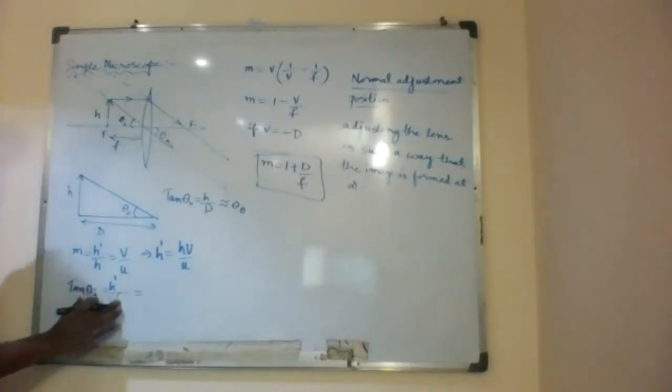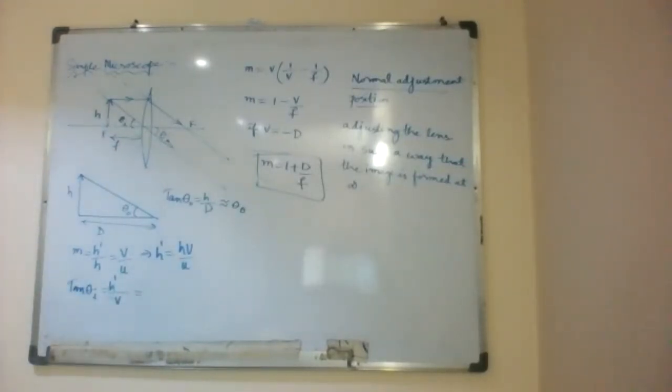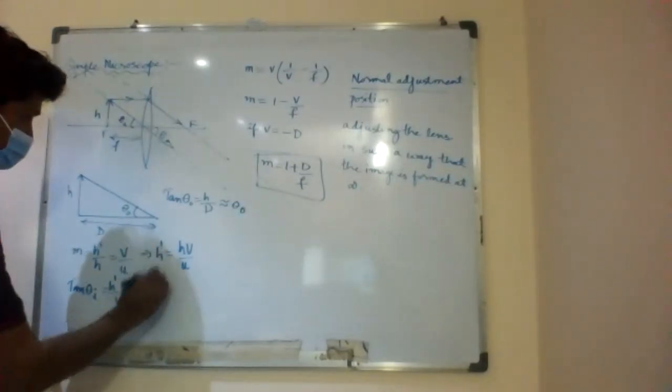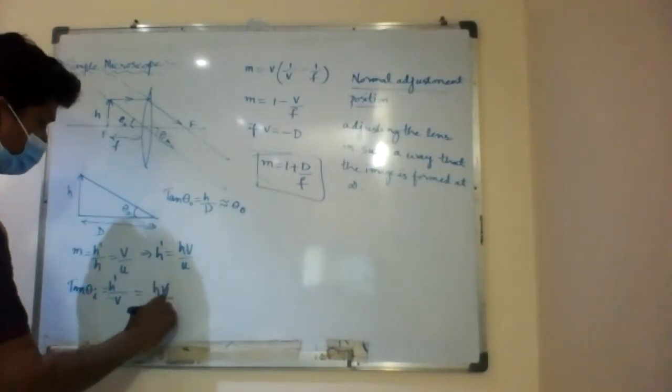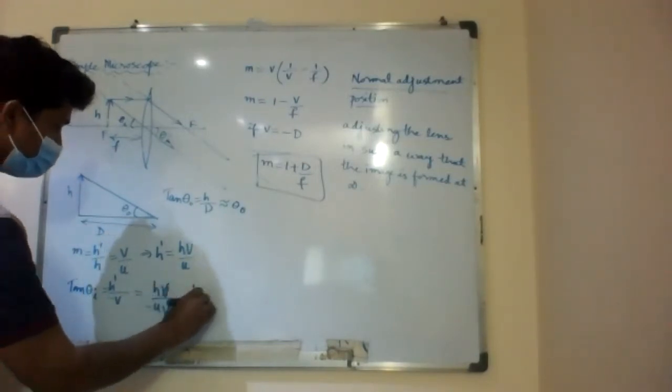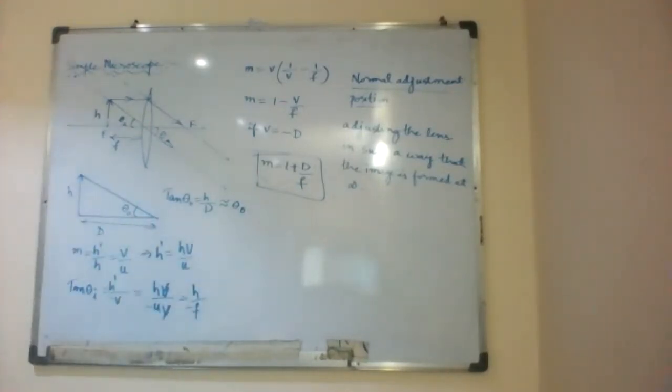I am not taking f for the time being. I am writing only v now. H dash by v. So what will happen? H dash is h v by u into minus u by v. V and v will get cancelled. So the answer is h by minus f. Okay, h by f. U is equal to f. Is that clear?